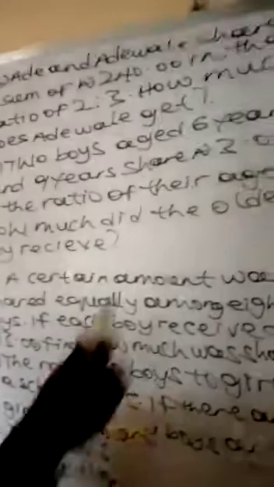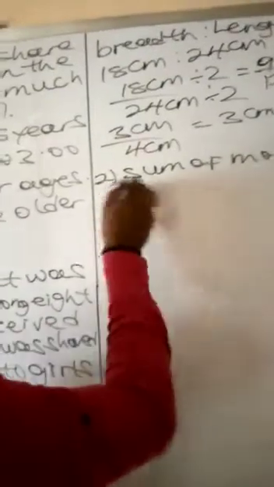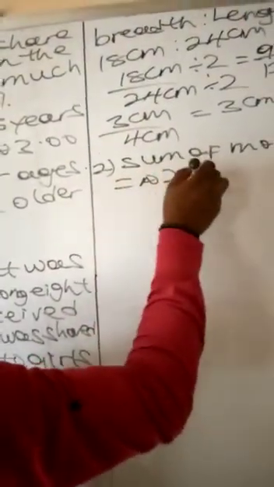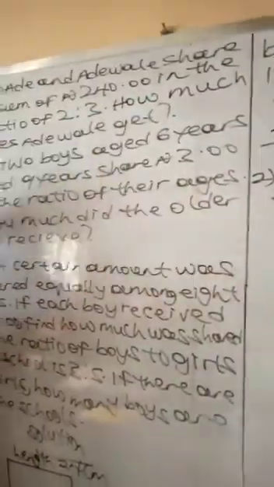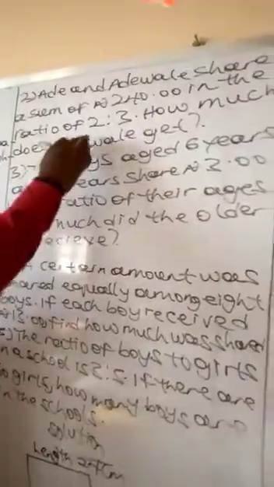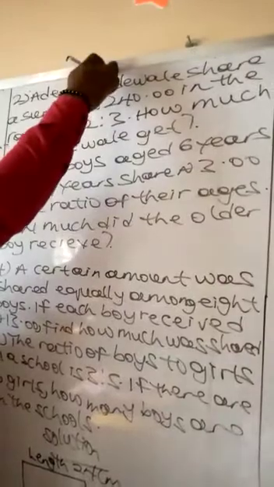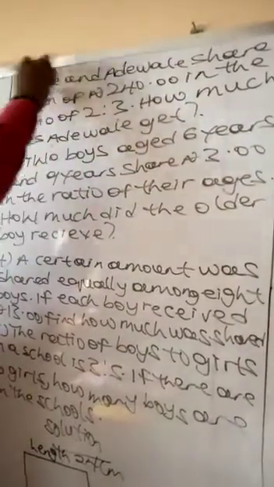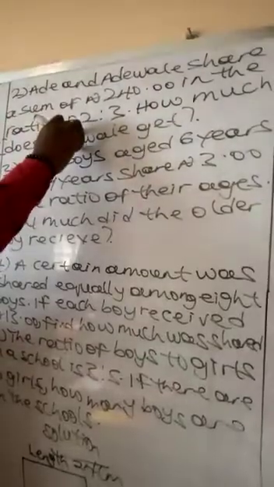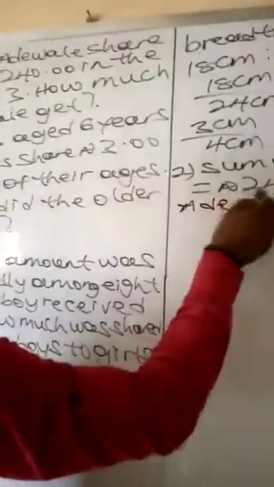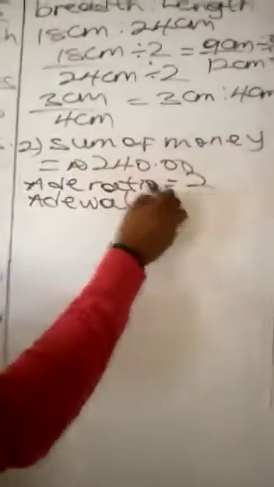We're taking question 2. We are told that Ade and Adewale share a sum of money, 240 naira 0 kobo, in the ratio 2:3. Note, Ade appears first, so Ade's ratio is going to be 2. Adewale's ratio is going to be 3. So look at the arrangement of the names. The first person that appeared takes the first ratio. So Ade's ratio is 2, then Adewale's ratio is 3.